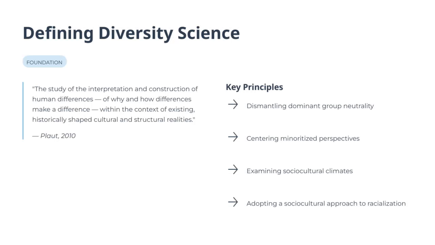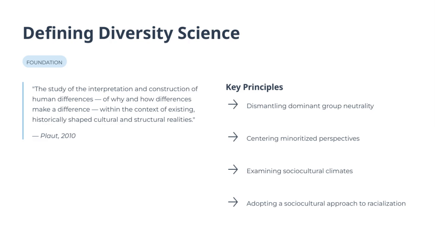Now, let's explore adopting a sociocultural approach to racialization. This involves examining the sociocultural climates that shape how race and ethnicity are understood and experienced. By doing so, we can better appreciate the broader context that influences individual and group identities. Central to this approach is the idea of centering minoritized perspectives. This means giving voice to those who are often marginalized or overlooked in mainstream narratives, helping us understand their experiences and viewpoints more deeply. Another key element is dismantling the notion of dominant group neutrality.